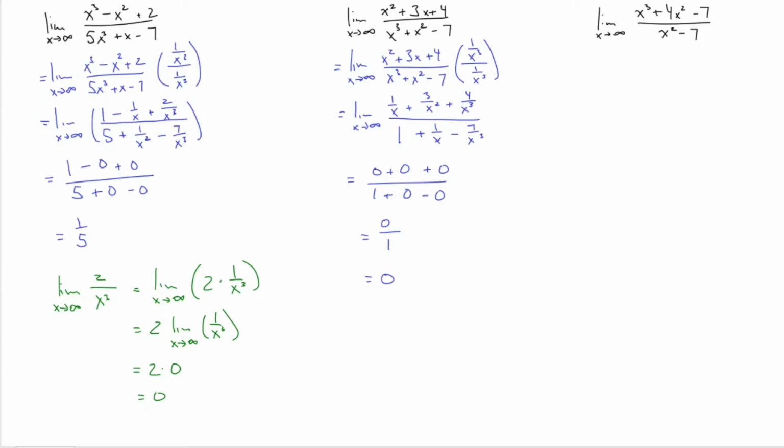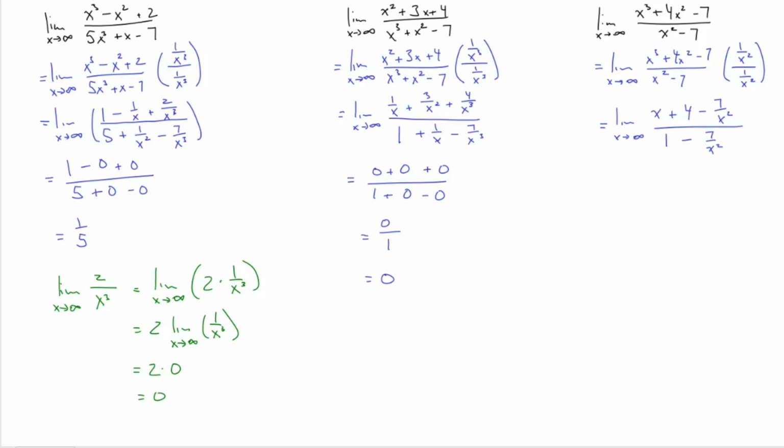And so we multiply numerator and denominator by 1 over x cubed. You do that carefully, and you see that after you distribute, you get the limit as x approaches infinity of (1 over x plus 3 over x squared plus 4 over x cubed) all over (1 plus 1 over x minus 7 over x cubed). And then when you take the limits, all those terms in the numerator are 0, and in the denominator you get a 1 and a couple of terms that are 0. That gives you 0 over 1, and 0 over 1 is 0. And so this limit is equal to 0.